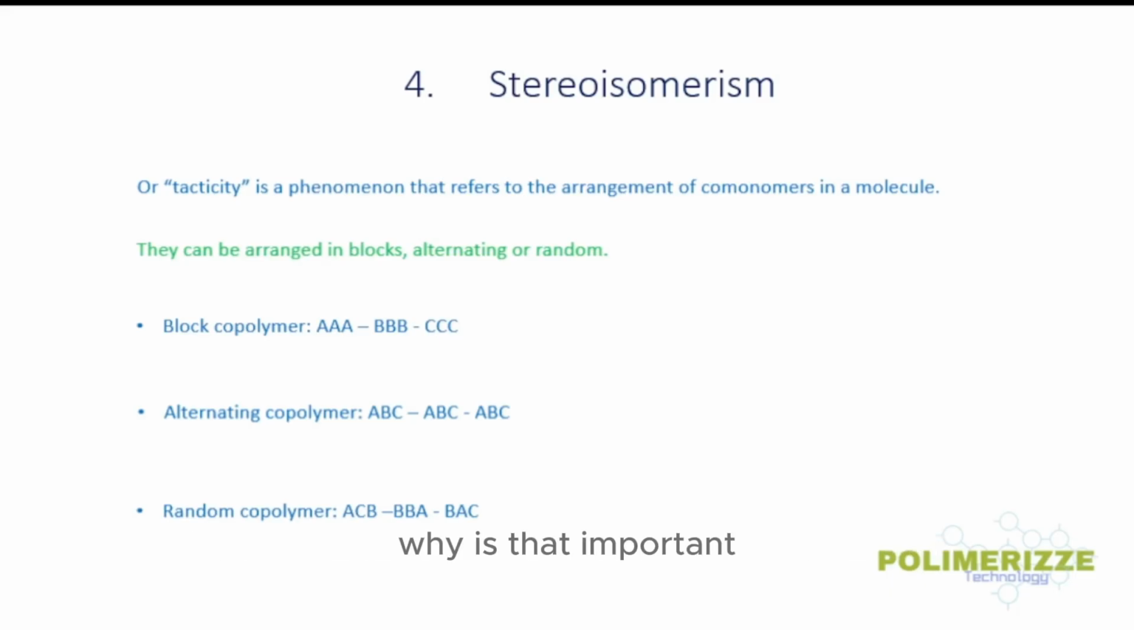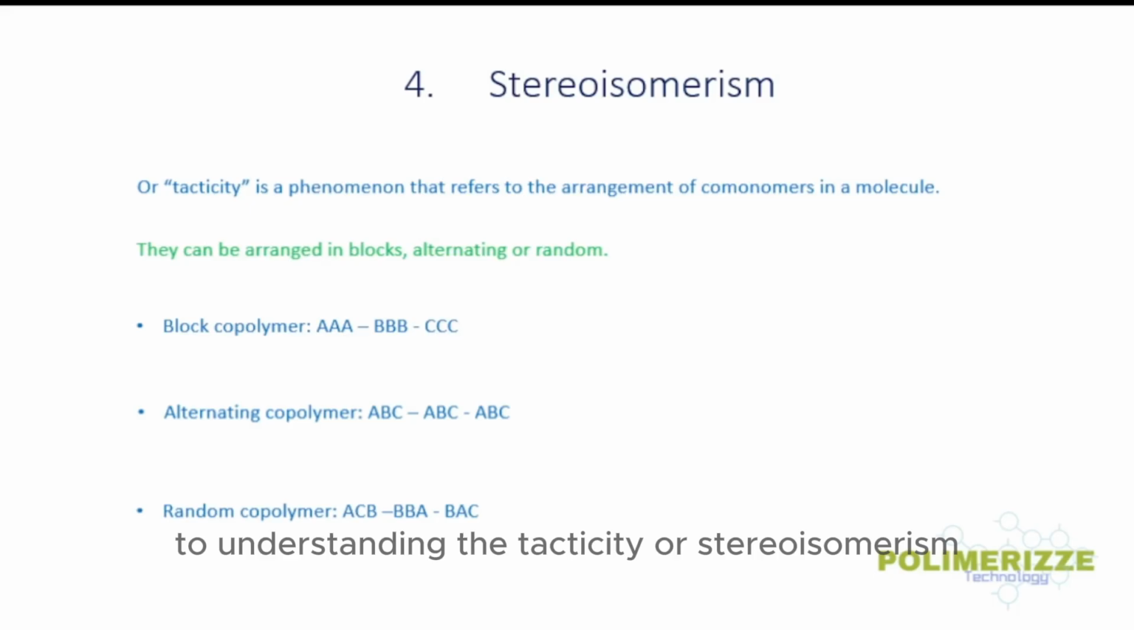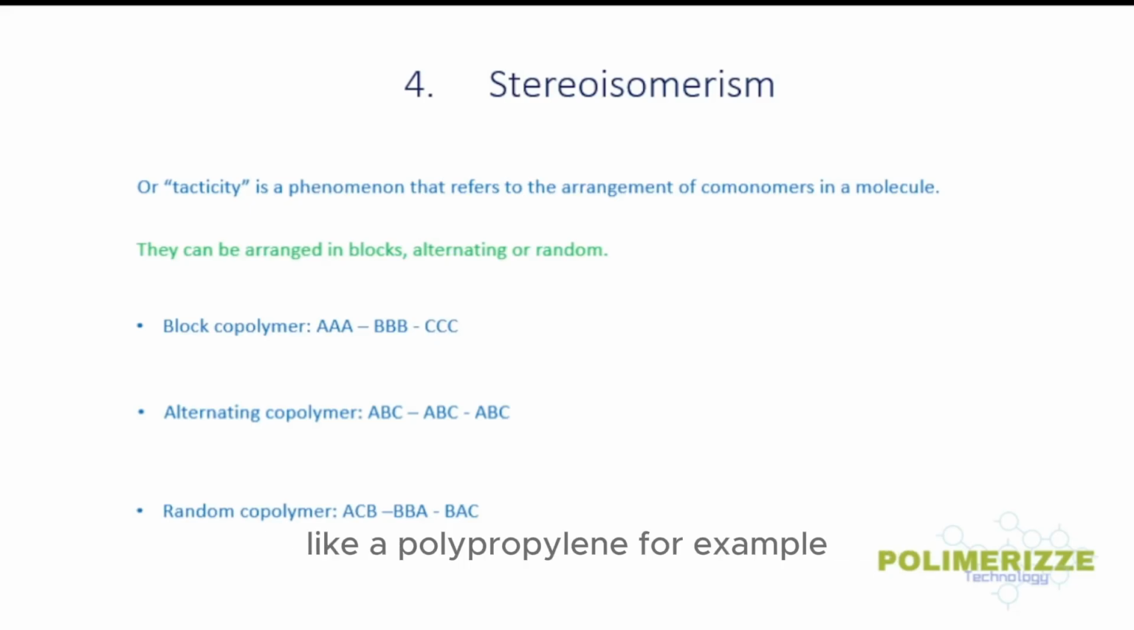Why is it important to understand tacticity or stereoisomerism? Let's suppose that we have the same molecule, like polypropylene, for example. If a polypropylene is a block copolymer or a random copolymer, even if it's the same type of polymer, it will show totally different properties for different applications and markets.